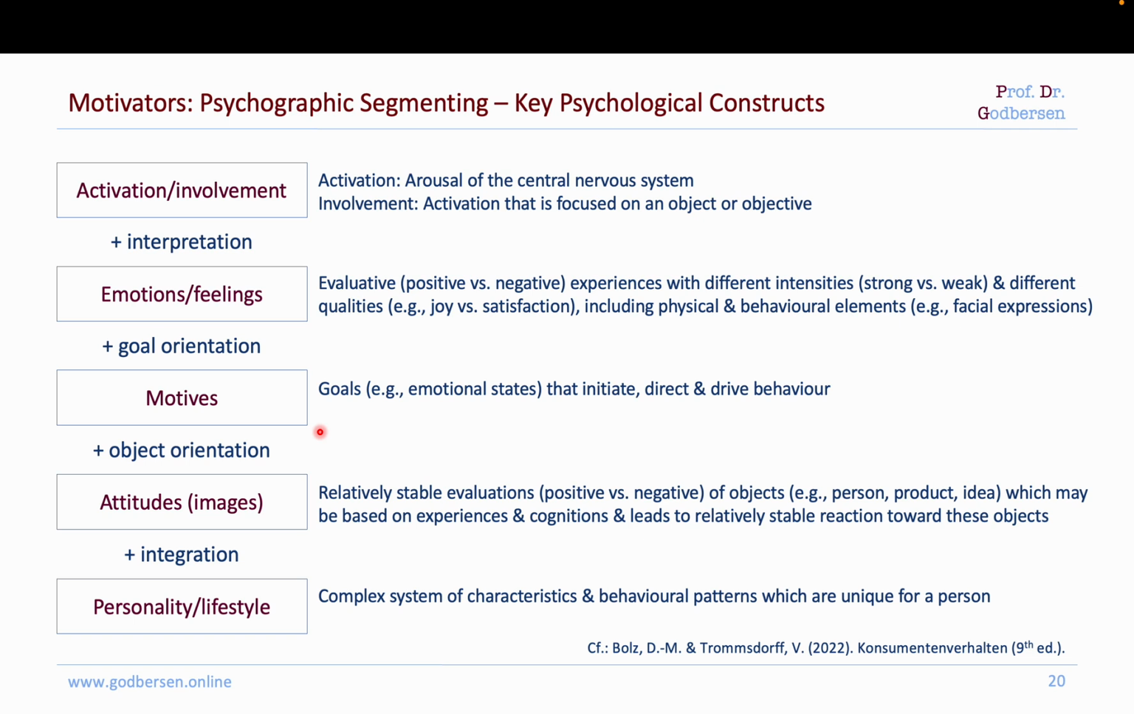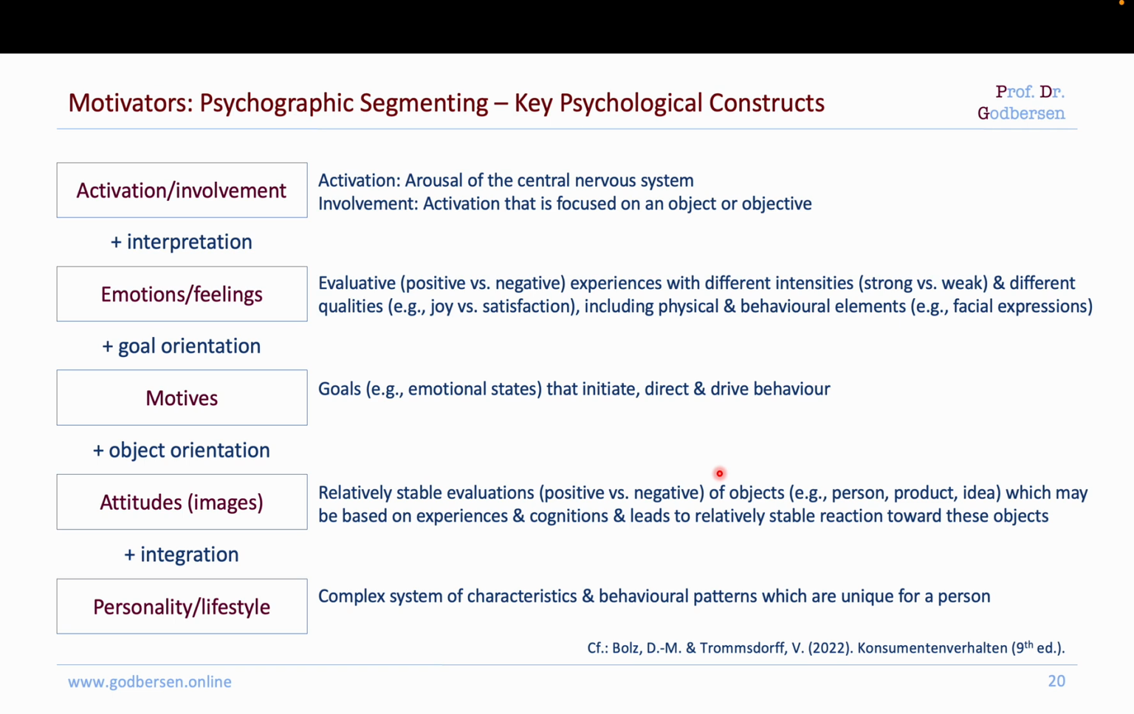When an object orientation is added to the motive, we have an attitude. You might also call it an image. Image being the more business administration oriented term, while attitude is the term that comes from psychology. Attitudes are evaluations of objects: I like something, I dislike something. And an object can be anything. It can be my beloved partner, it can be a brand, it can be a philosophical idea. And this evaluation of the object is based on experiences and cognitions. In other words, what I know or what I think I know about the object.